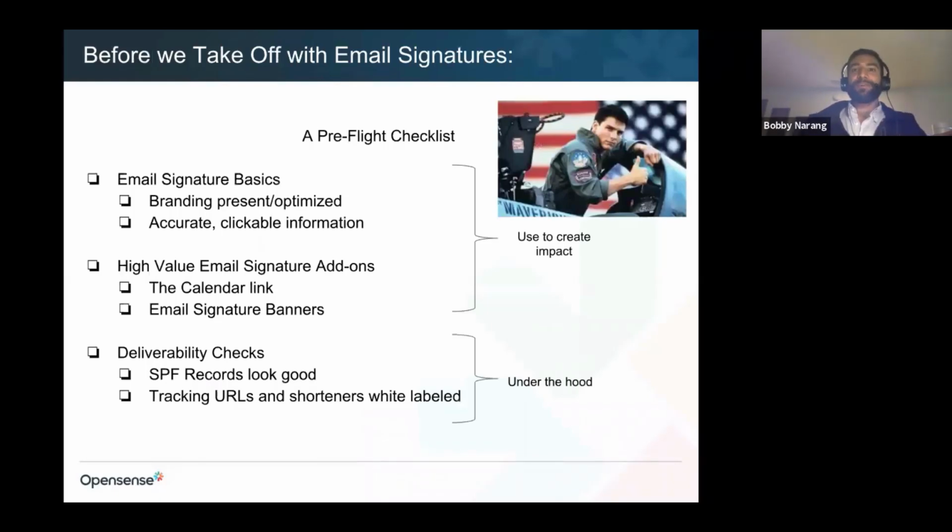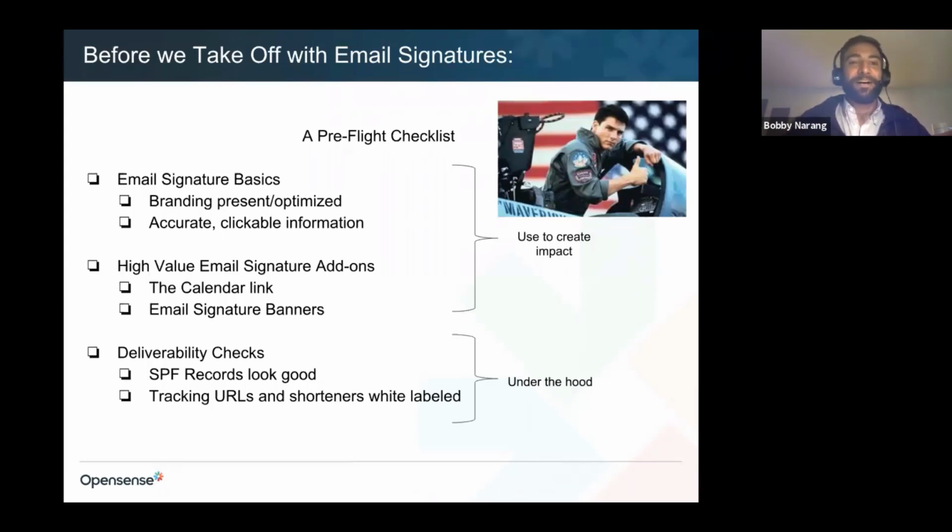Before we take off with the email signatures, I kind of just want to set some additional context here of how you want to think about leveraging signatures in your outbound emailing, whether it's prospecting or day-to-day follow-up. I call this a pre-flight checklist. Ever since I watched Top Gun as a kid, I just love the idea of having to walk through these. So I bring it to email outreach and prospecting.